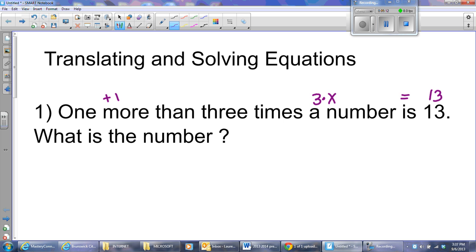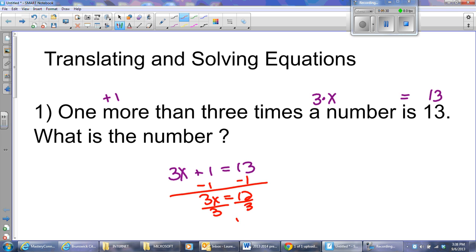Watch this. I've got my equation. I start with the number. I need 3 times that number. One more than that, I have to add 1, is 13, and I'm ready to solve. So I'm going to subtract 1 from both sides. 3x will equal 12, and x will equal 4.